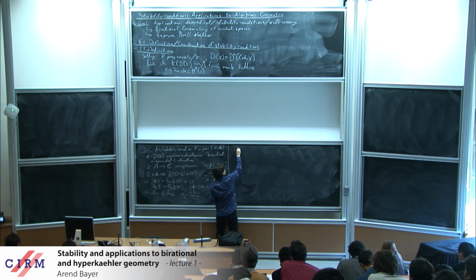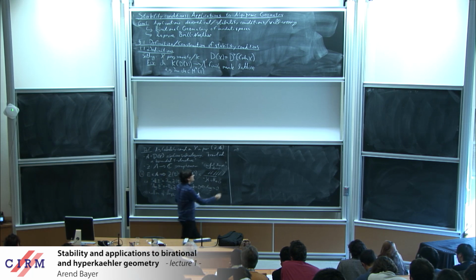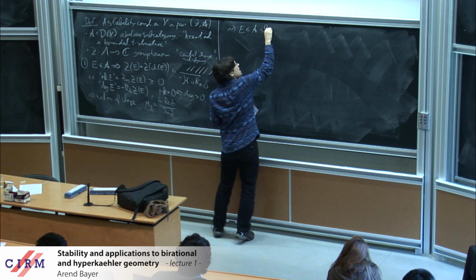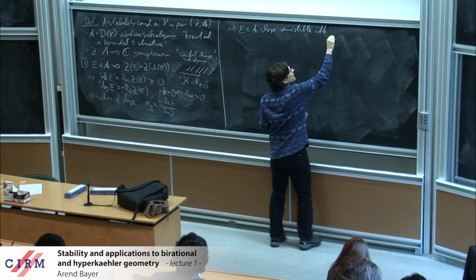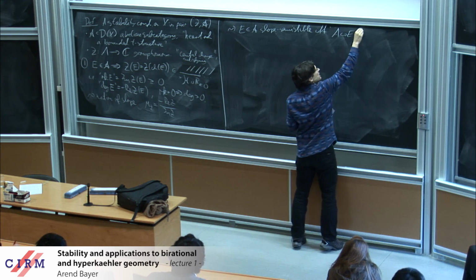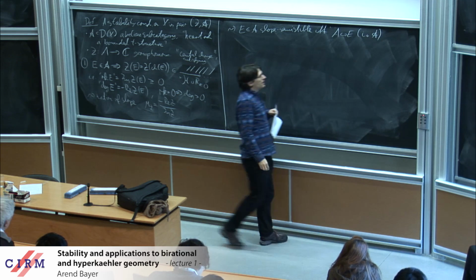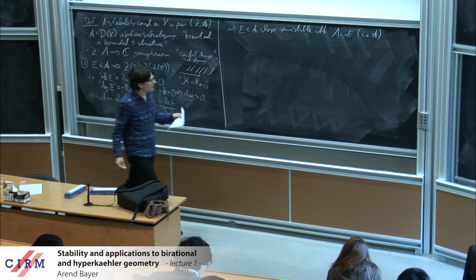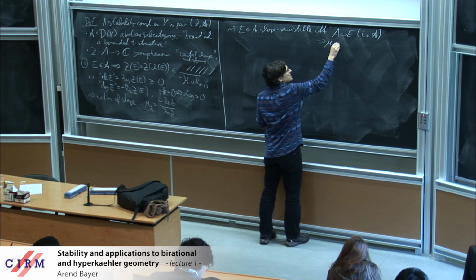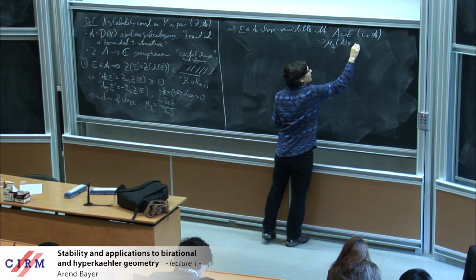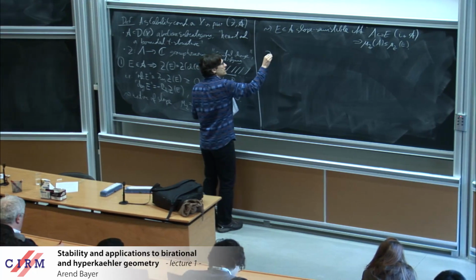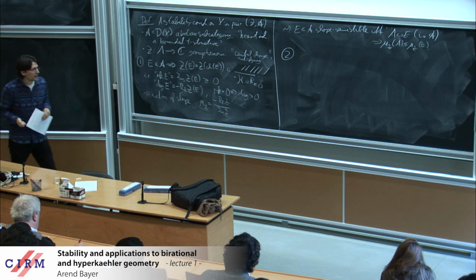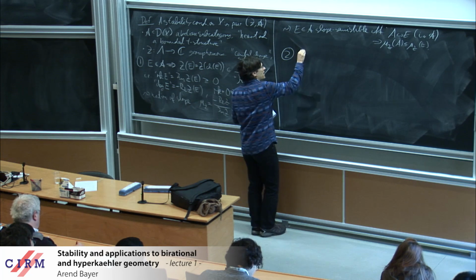Then I have the usual notion of slope stability. An object E in A is slope semi-stable if whenever I have a sub-object, and here I have to specify with respect to the structure of an abelian category on A, that automatically implies that the slope is bounded by the slope of E. And then the second condition is that with respect to this notion of slope and slope stability, I have Harder-Narasimhan filtrations in A.